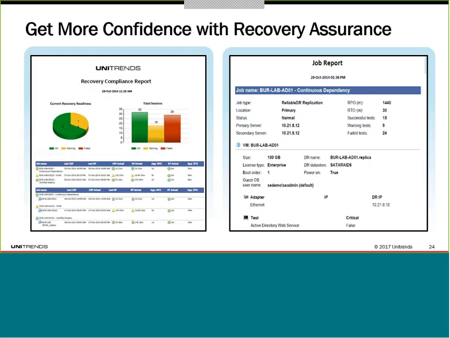Now, we also, with our Recovery Assurance product, issue a report that will show exactly what the RTO times were and how they met against objectives.